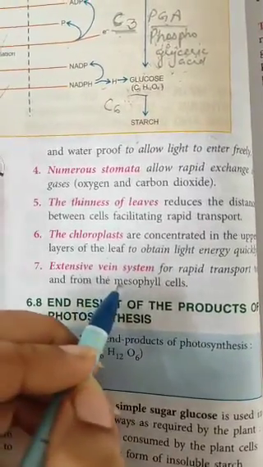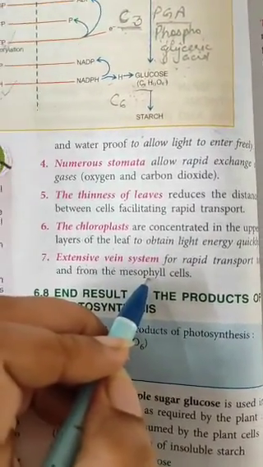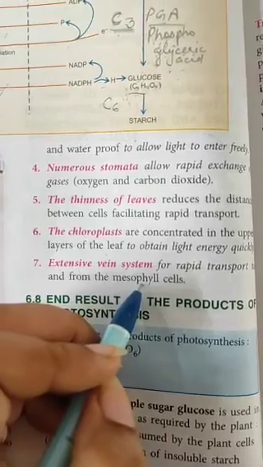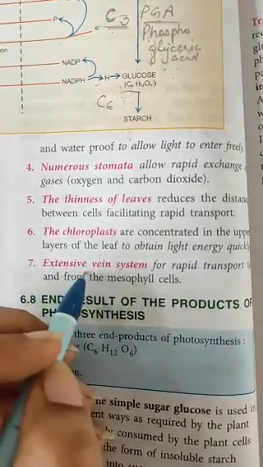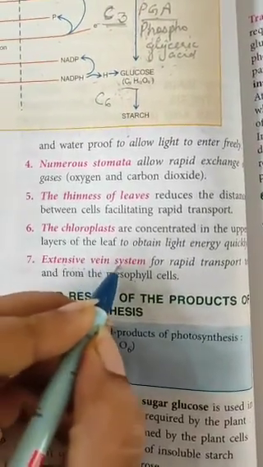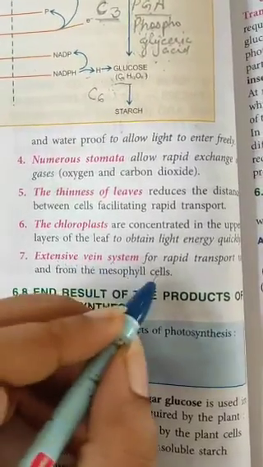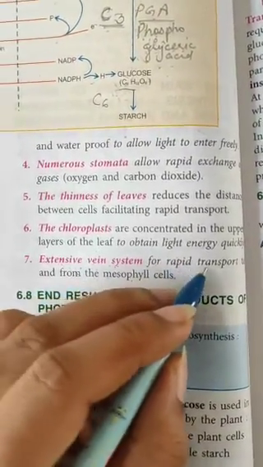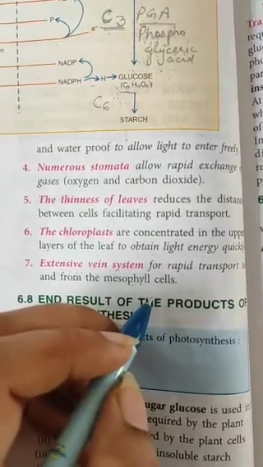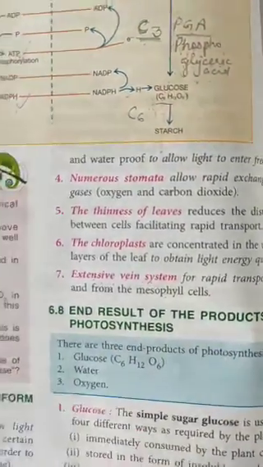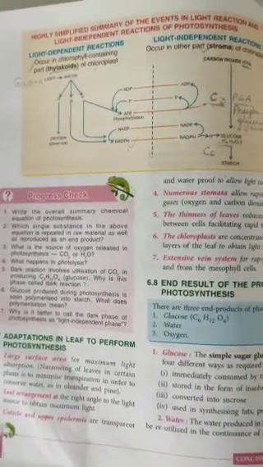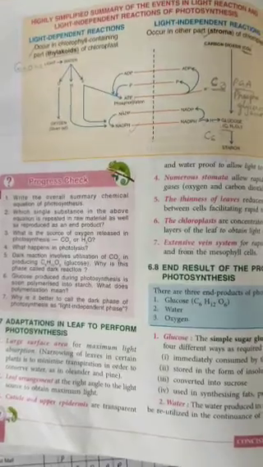The veins which are present in the leaves, which make a network, are extensively distributed. So if the veins are more and widely distributed, they will help in rapid transportation of substances, either food or water. So these were the adaptations in leaf to perform photosynthesis. This is all for today. Rest of the topics will be discussed in next class.